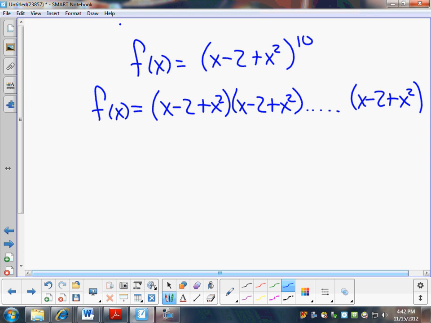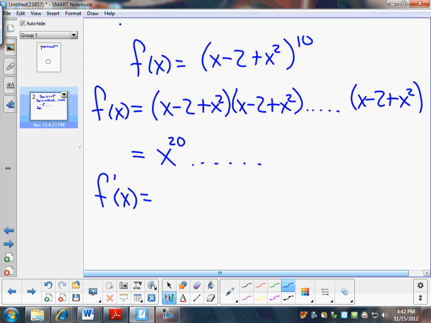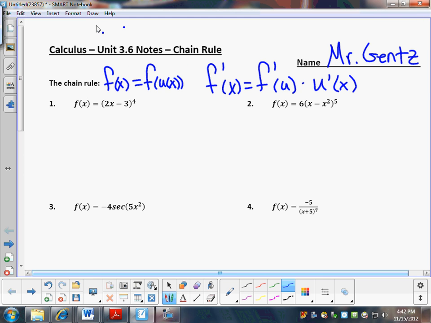We would then need to multiply all those terms out. We would come up with an x to the 20th, and so forth. It would take a long time, and then we would finally take the derivative. So you can see how difficult that process would be. There's a better way, a way that makes this much quicker, and it's called using the chain rule.